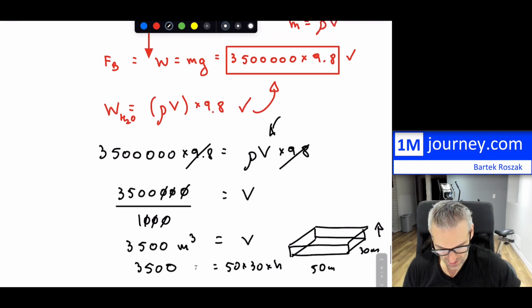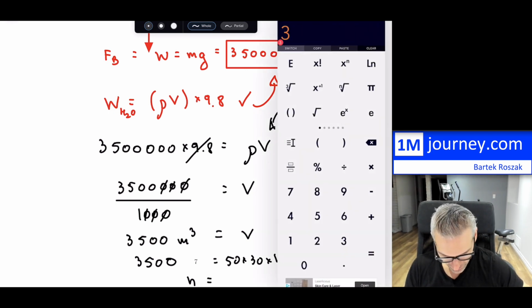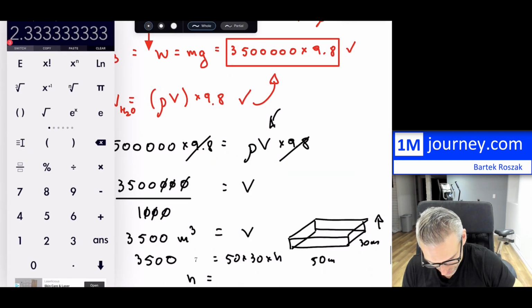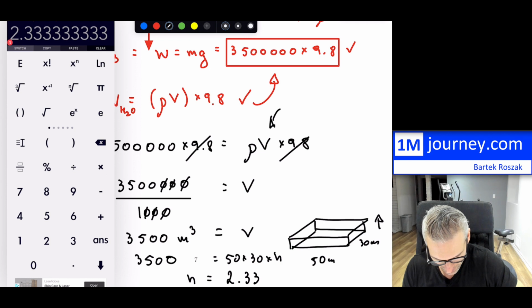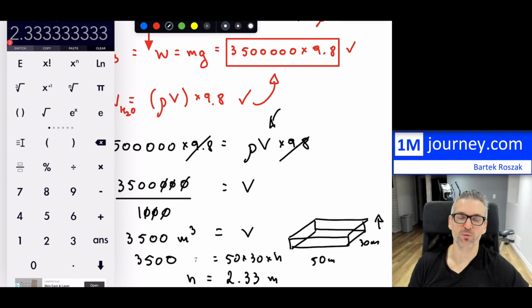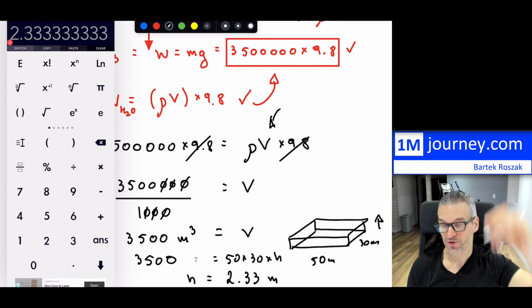All right, so let's put this in the calculator. I have 3,500 divided by 50 times 30, closed. It's just about 2 meters. To 3 significant figures, 2.33 meters. So that's the height of the boat that would be submerged. And that's it.